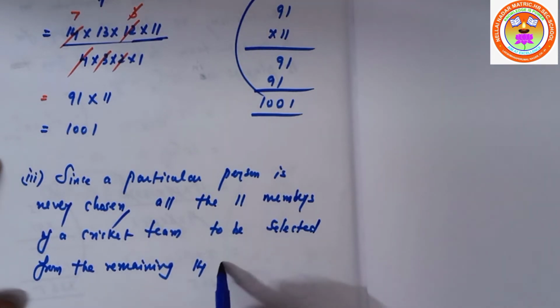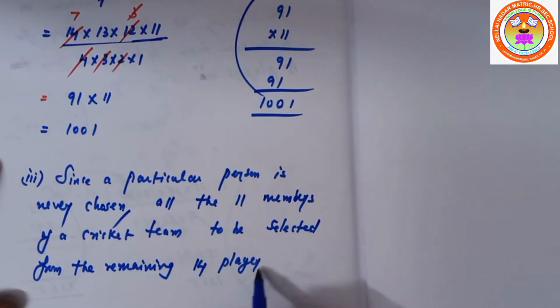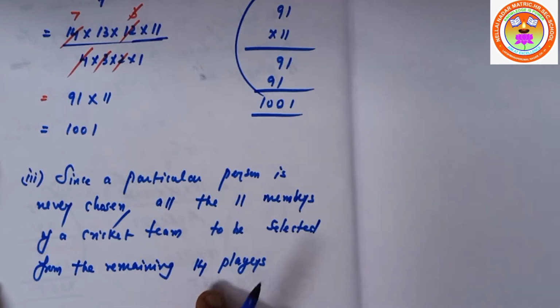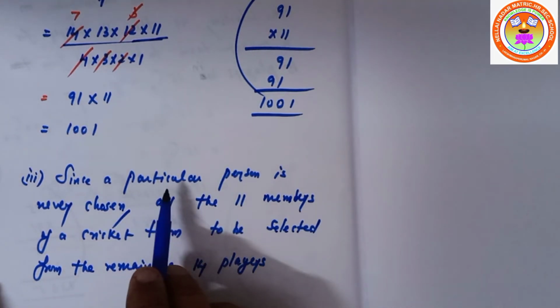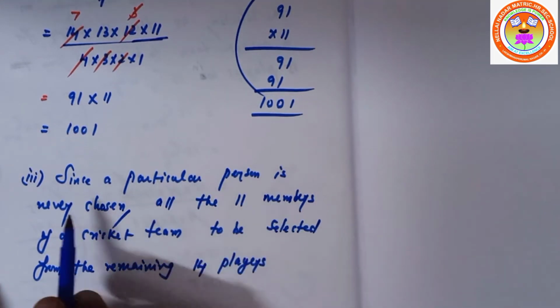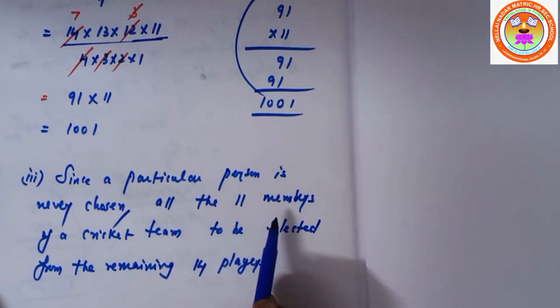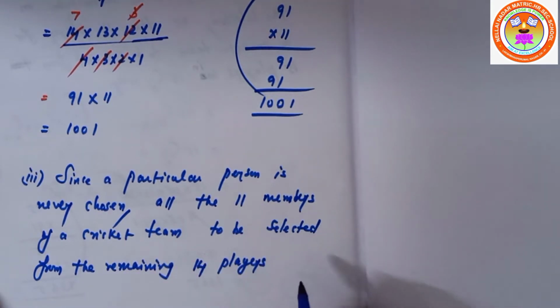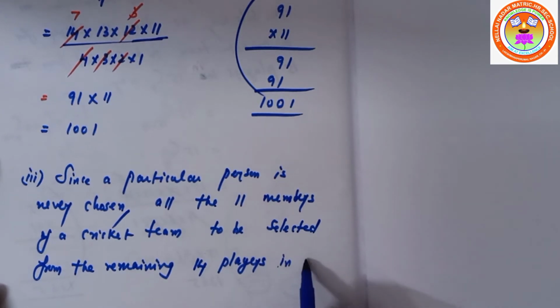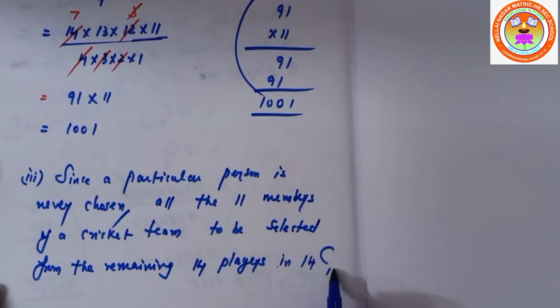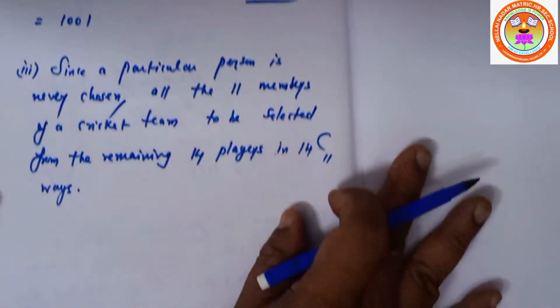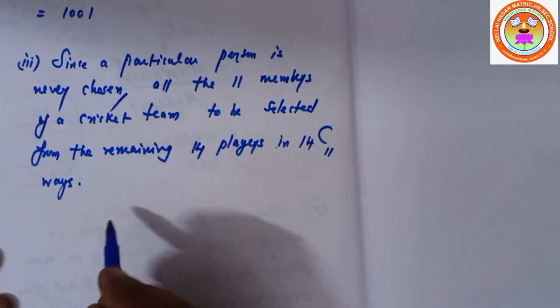14 players. Why I have taken 14 players? Because one person is never chosen. So we have only 14 members. 15 minus 1, that is 14 members. From 14 members, 11 members to be selected for a cricket team. In how many ways? 14C11 ways. Okay. Now I have to do the calculation for 14C11.